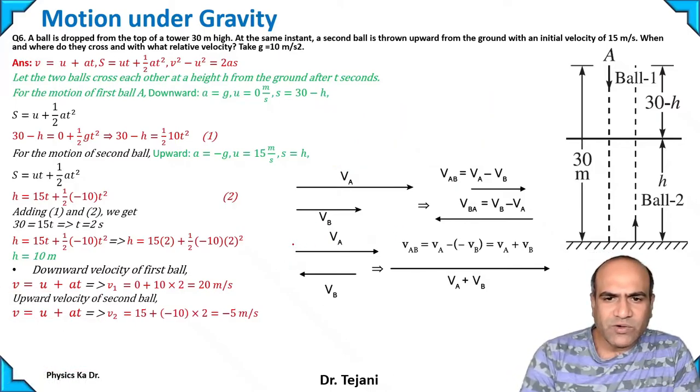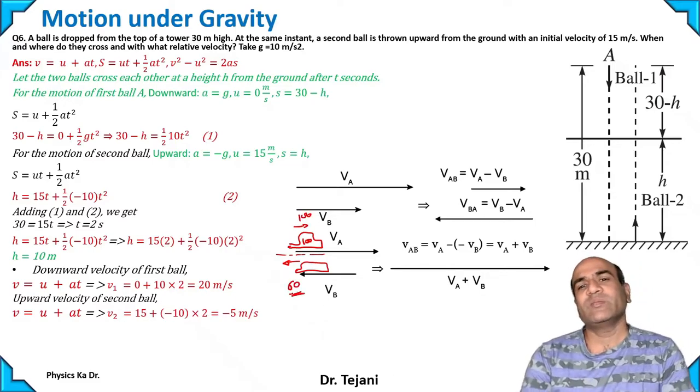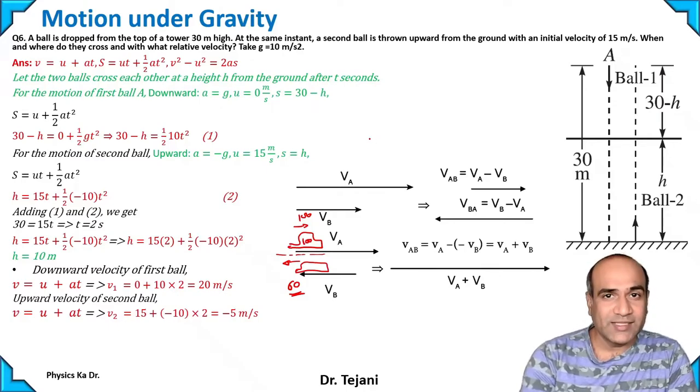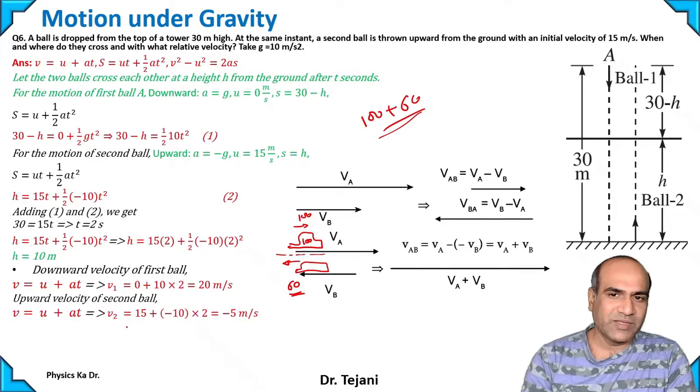Another example, let us say your car is running at 100 kilometer per hour and another car is running in the opposite direction, on the opposite side of the road. Your speed is 100 and the opposite car has 60 kilometer per hour. So what you need to consider here, your relative velocity becomes 100 plus 60, because both are having opposite directions. That you have to consider.